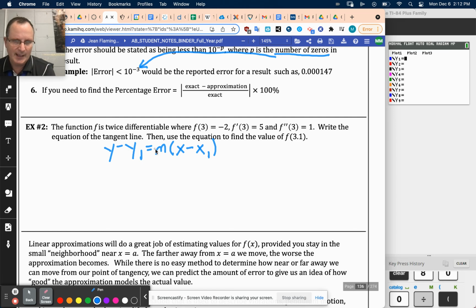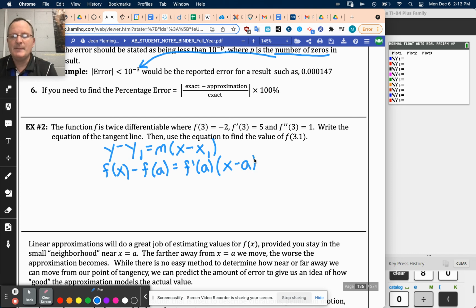They're going to say that your y1 is going to be f of a. So what they're going to say instead is f of x can be approximated using f of a, and then the slope at that moment, and then x minus a. It's the same thing we've been doing.